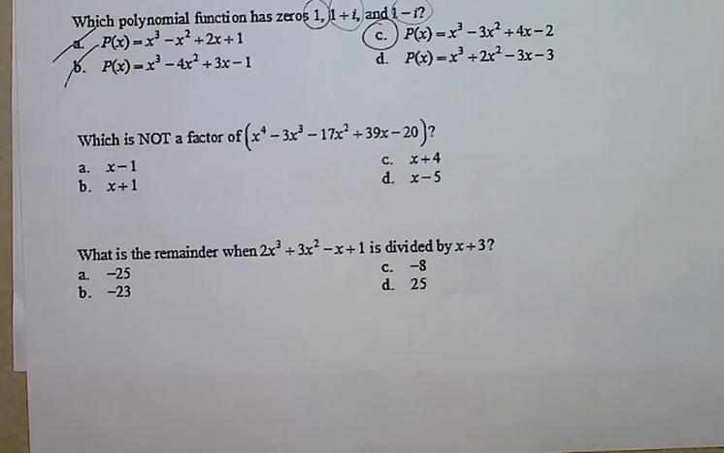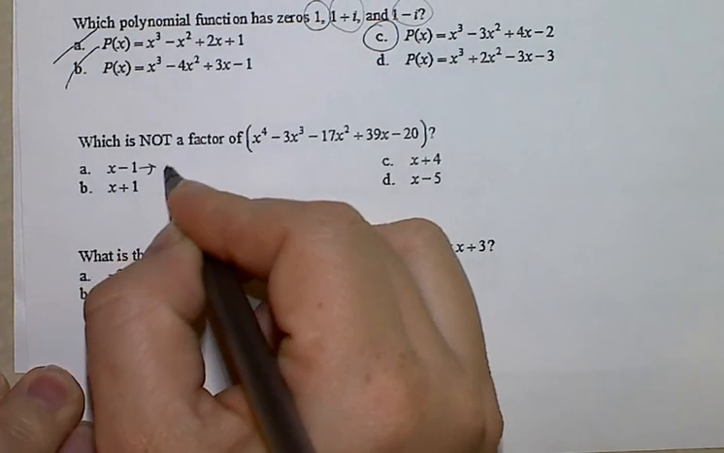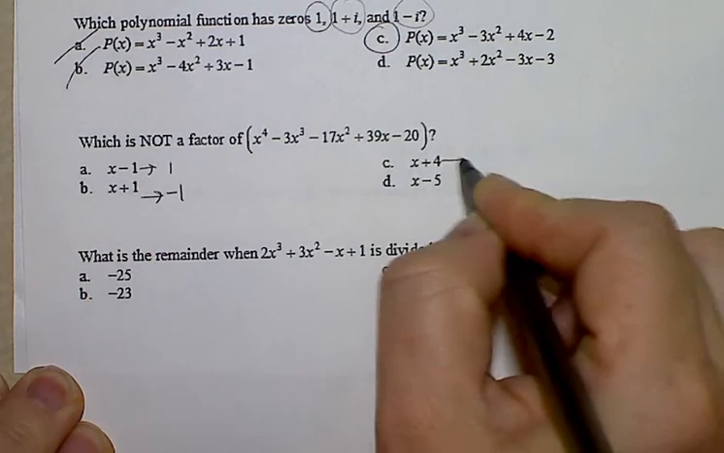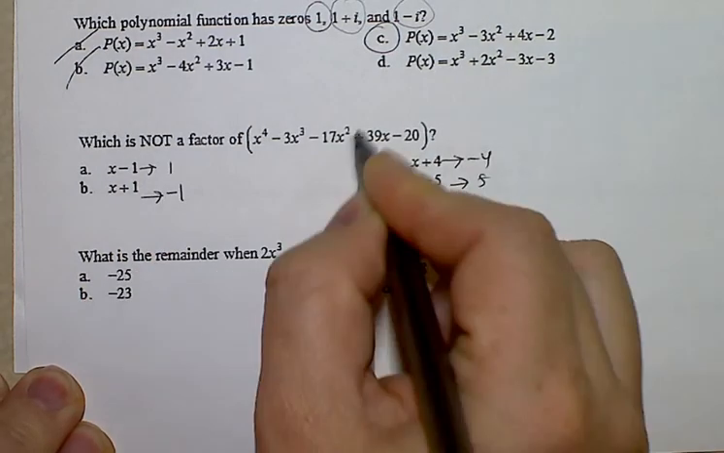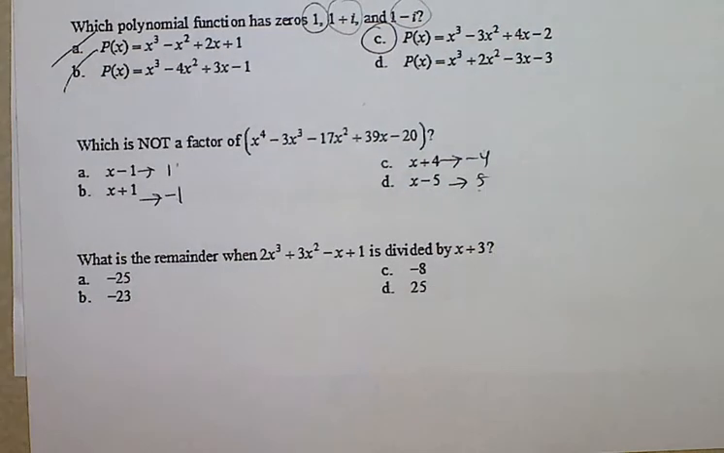Okay, with your partner, you're going to do the same thing. So this answer is going to be x-intercepts of 1, -1, -4, and +5. Please type this in, both you and your partner, and find out which one of these is not an x-intercept.